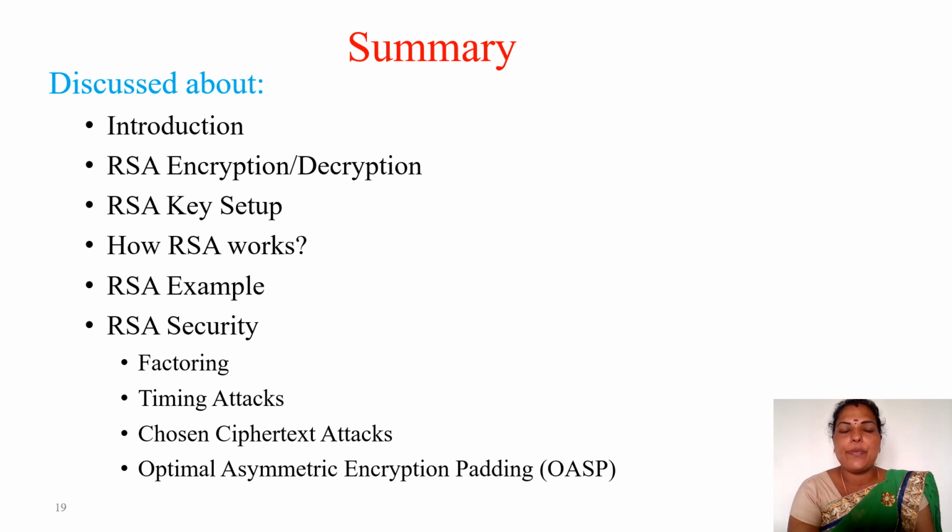In this presentation, we have discussed the introduction to RSA, then the RSA encryption and decryption process, then how the key is set up in RSA, and how RSA works. It works based on Euler's theorem. Then we have seen an example of how to generate the key and how to perform encryption and decryption. Then we have discussed RSA security in terms of factoring, timing attacks, and chosen ciphertext attacks. And to avoid the chosen ciphertext attacks, we have optimal asymmetric encryption padding.